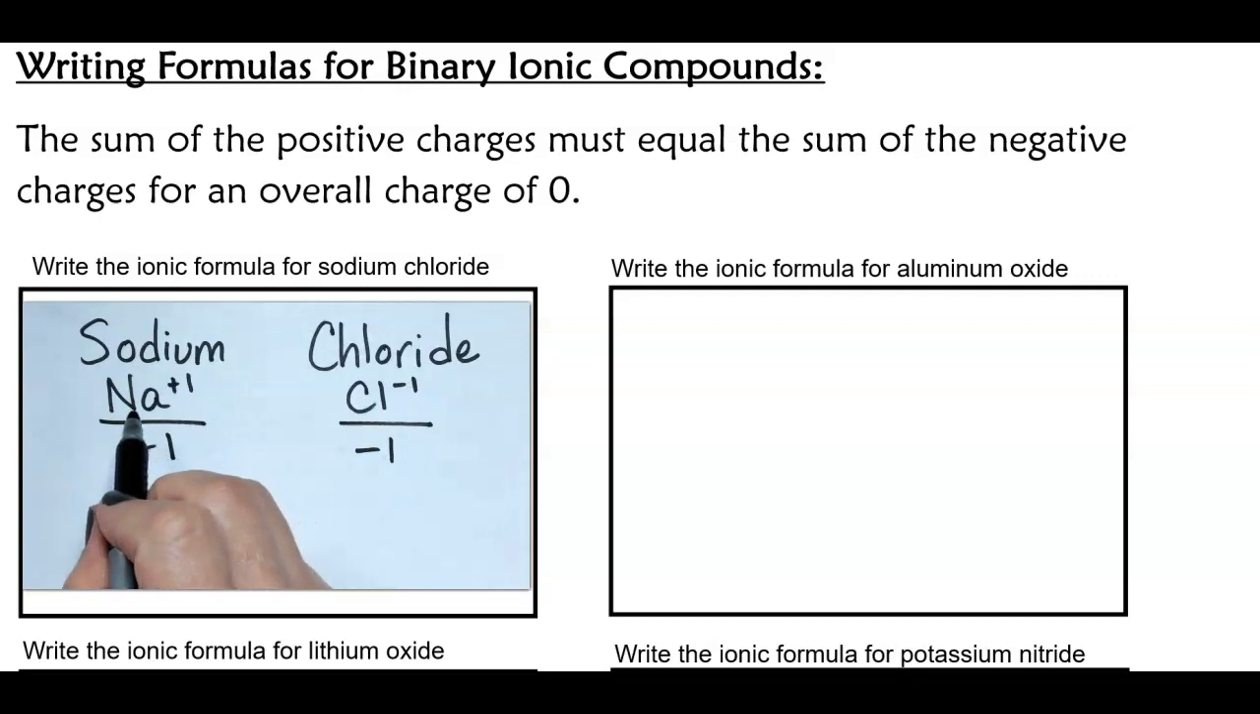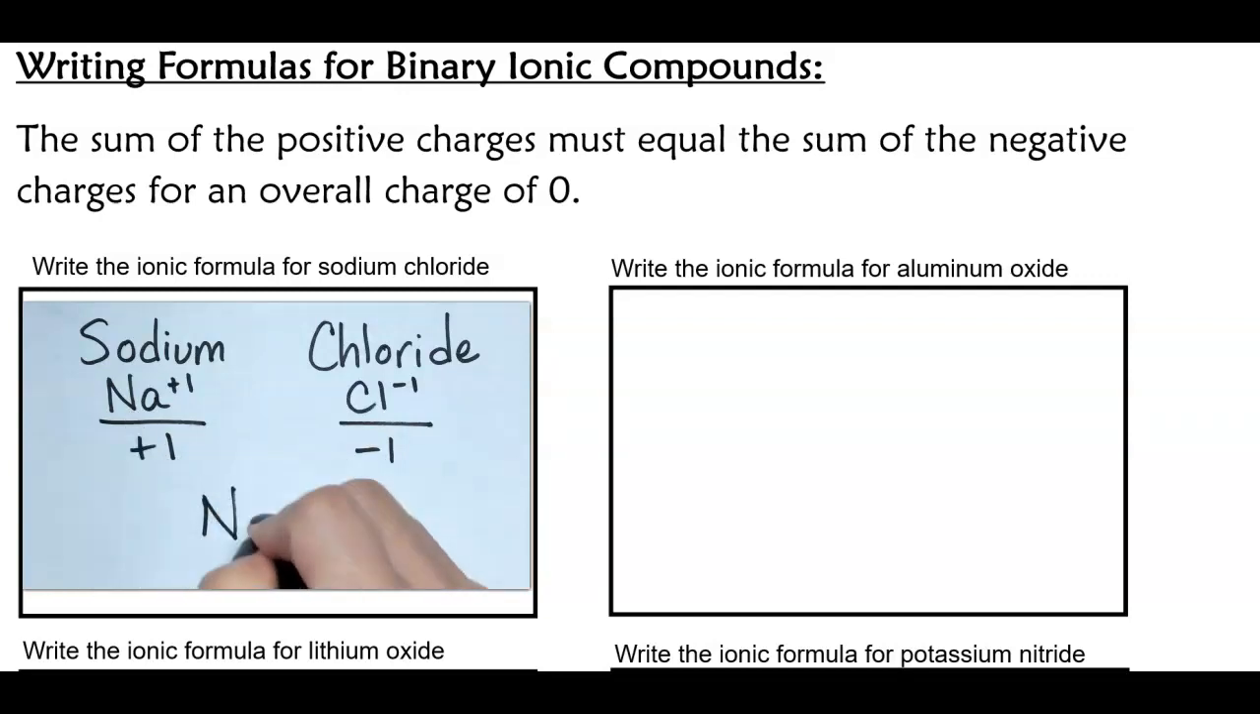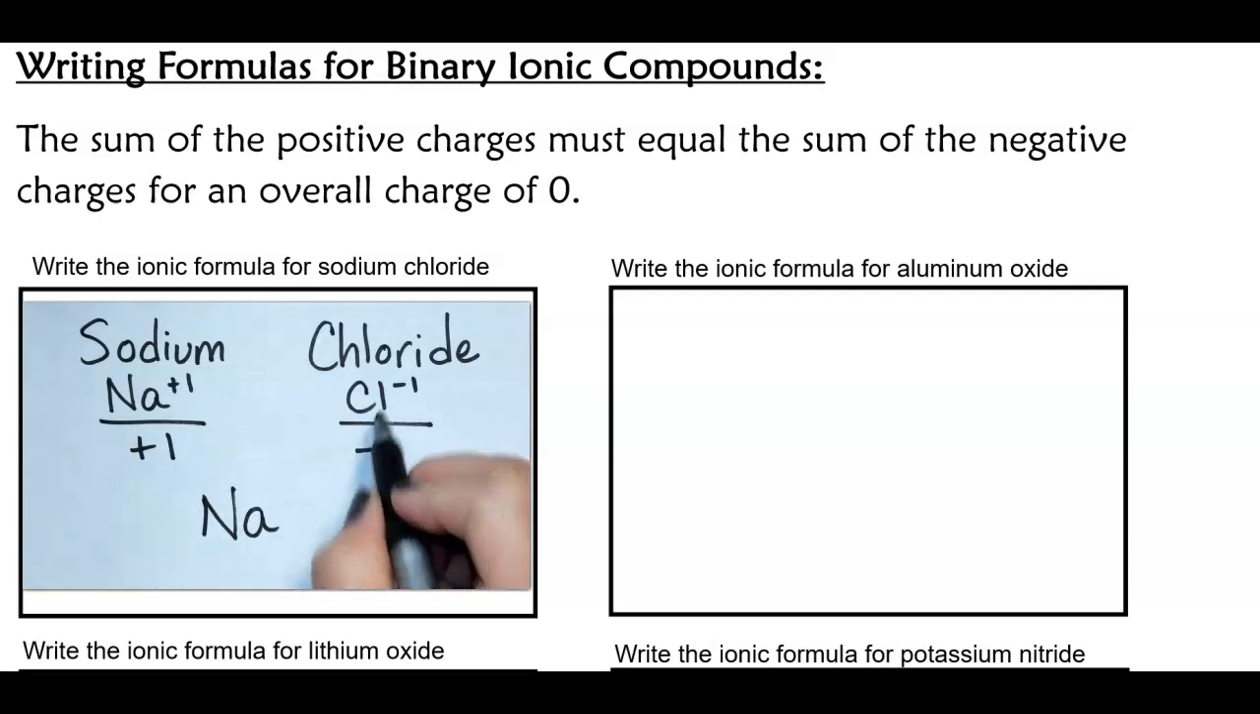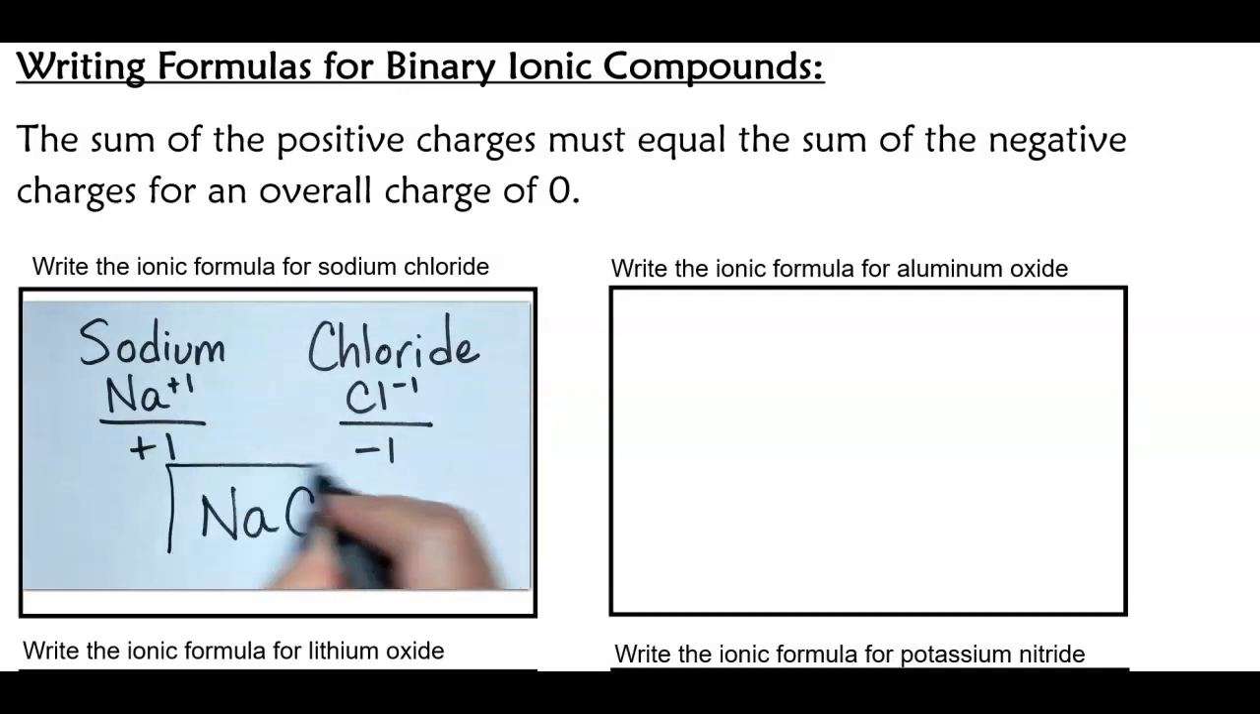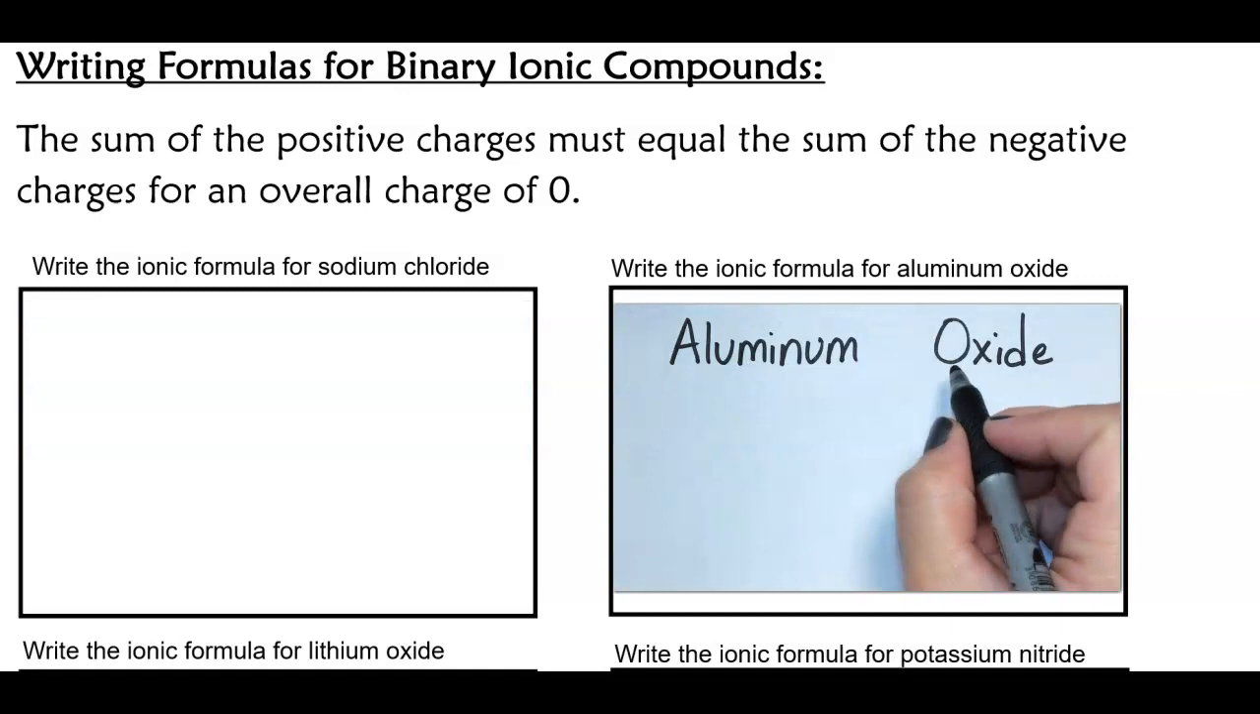Therefore, I only need one sodium, subscript of 1, which we don't write, it's understood, and only one chloride, subscript of 1, again, it's understood. So the ionic formula for sodium chloride is NaCl. Notice on our formula there are no charges, no superscripts, only subscripts, and in this case, subscripts of 1, which are understood. Next example is aluminum oxide.